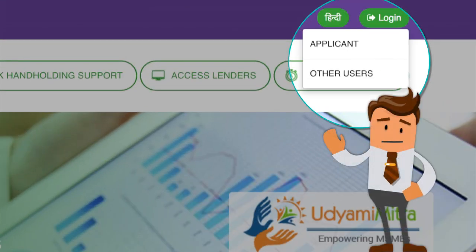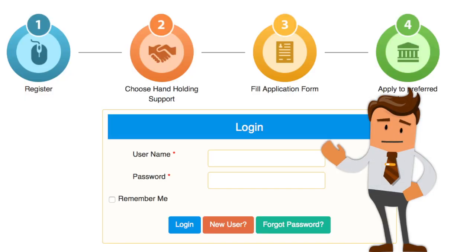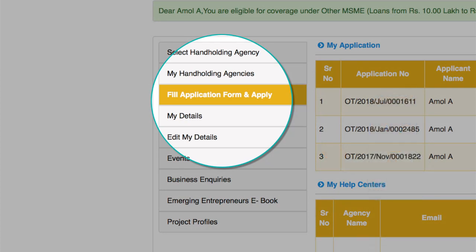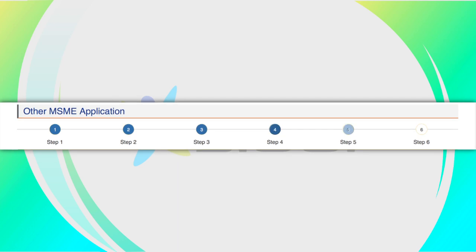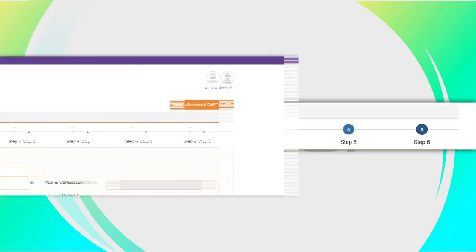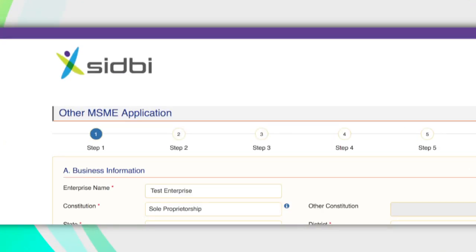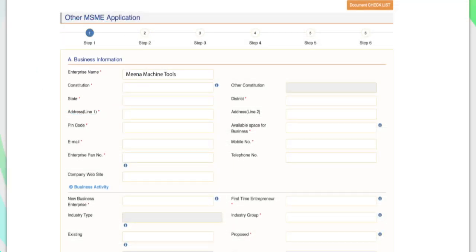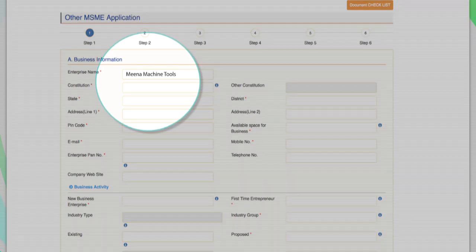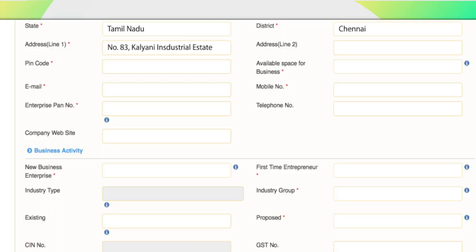I am here to guide you about filling up of application form. Do follow the instructions carefully. It involves 6 steps in online mode. Step 1. Part A of Step 1 deals with basic business information of the applicant. The applicant is expected to fill in the details like enterprise name, location of the enterprise, etc.